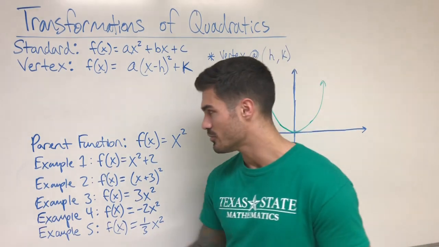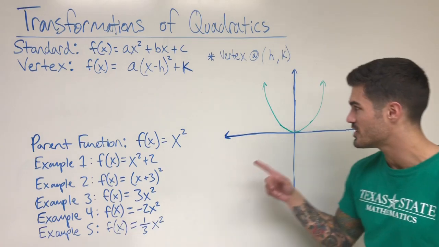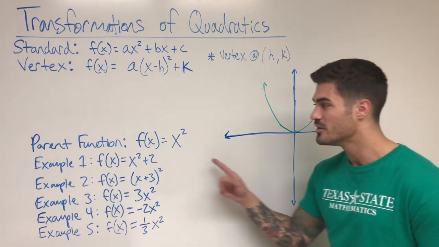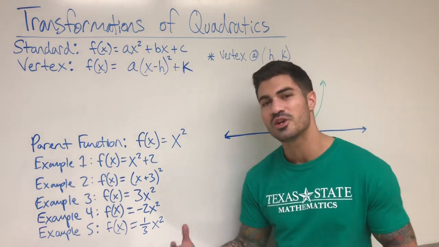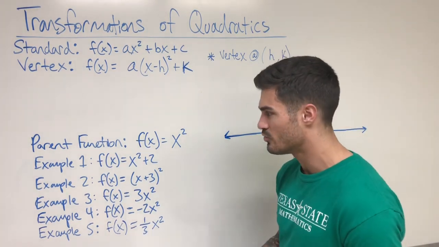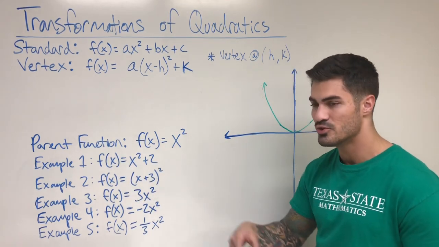So let's go ahead and get into it. We're gonna compare this parent function, f of x equals x squared, which I drew a rough sketch of here. And we're gonna compare this function to these other functions and see if we can notice some patterns and come up with some general rules. So let's look at example 1, f of x equals x squared plus 2.